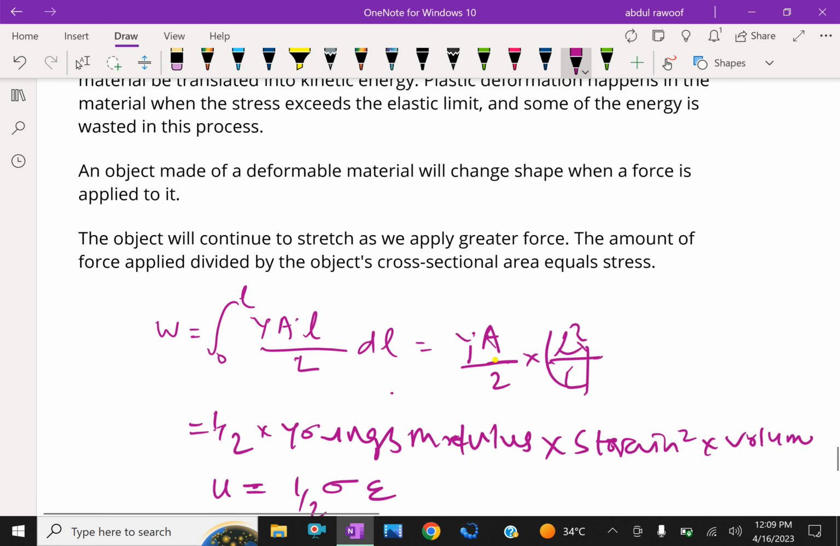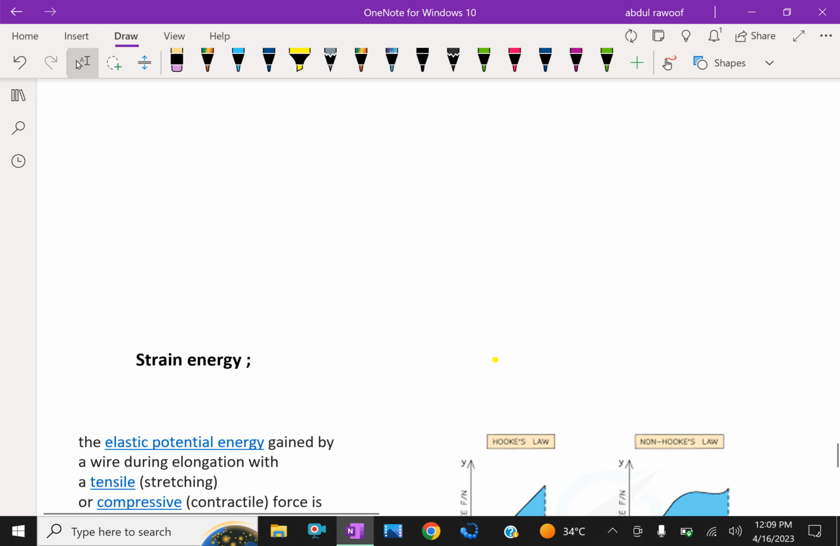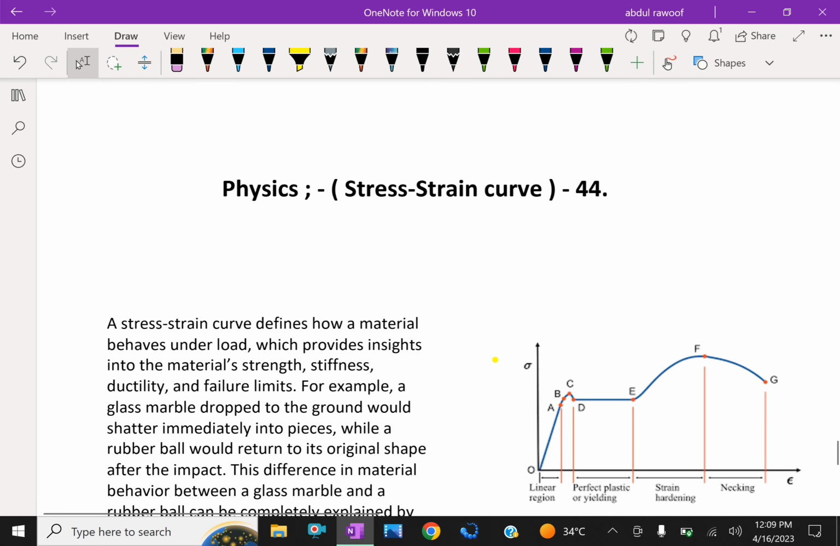Further detail, we'll do some example problems in the next video. So far we have done strain energy and the stress strain curve for some materials.